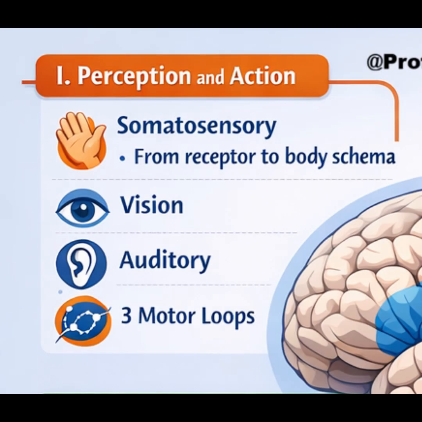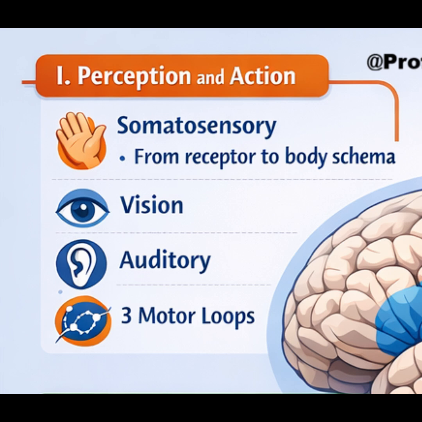First, perception and action. Everything begins with sensory input. The somatosensory system starts at peripheral receptors, travels through the spinal cord and thalamus, and lands in primary somatosensory cortex. But it does not stop there. It integrates into a body schema, a continuously updated internal model of posture, position, and movement. Disturb this and you see neglect, depersonalization, or distorted body experience. Vision flows from retina to lateral geniculate nucleus to primary visual cortex, then splits into dorsal and ventral streams. The dorsal stream answers where? The ventral stream answers what?